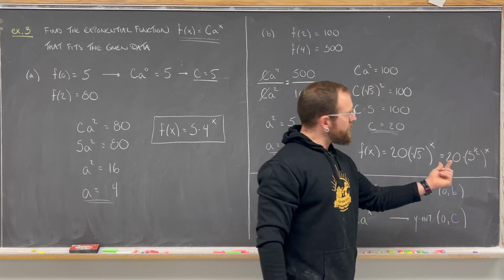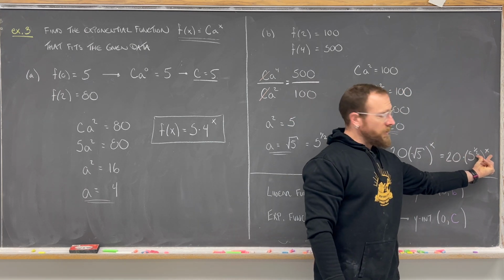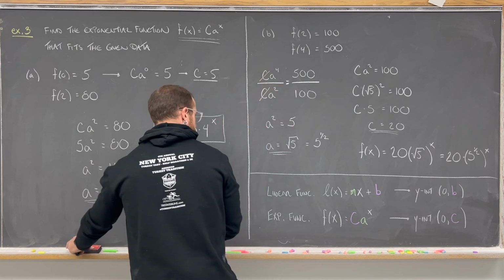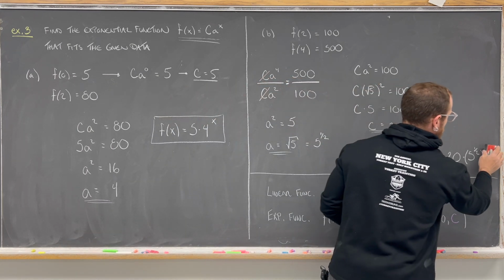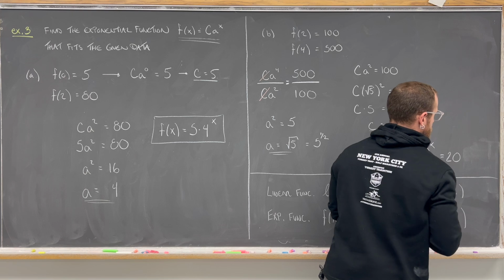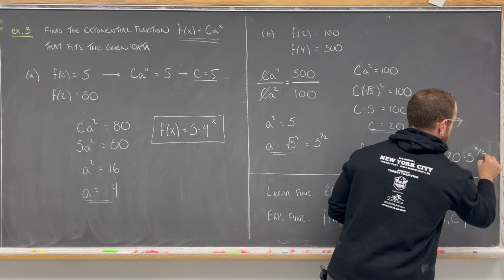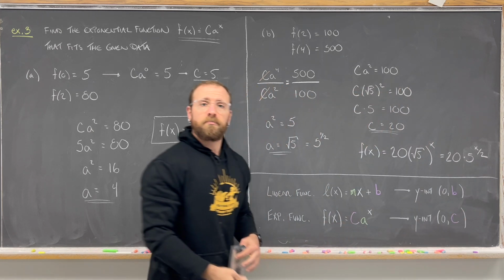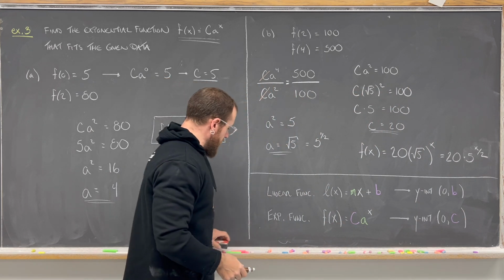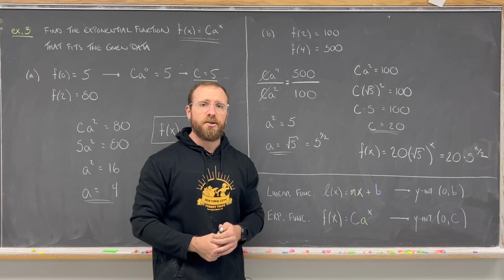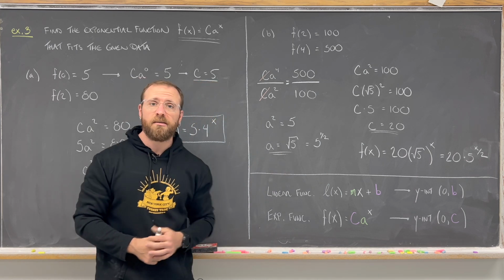But there's a rule for exponents that says to multiply nested exponents. So a more natural way to write this, the way you would normally see this written, would be 20 times 5 to the x divided by 2. Both are the same, it's just two different ways of writing it. So this is a type of question that you'll see sometimes, and this is how you solve it.